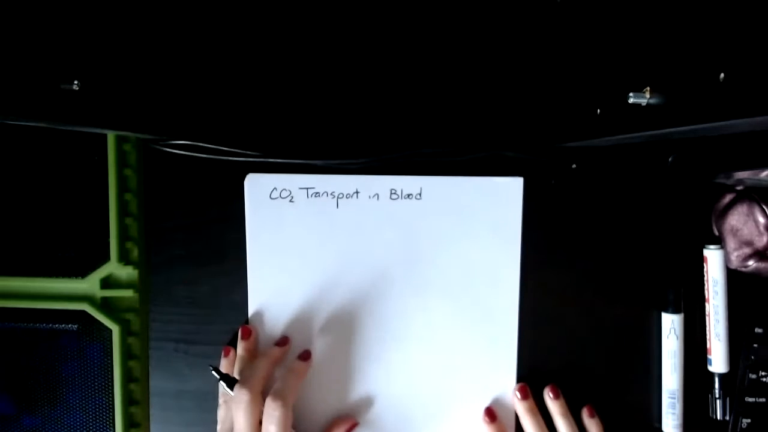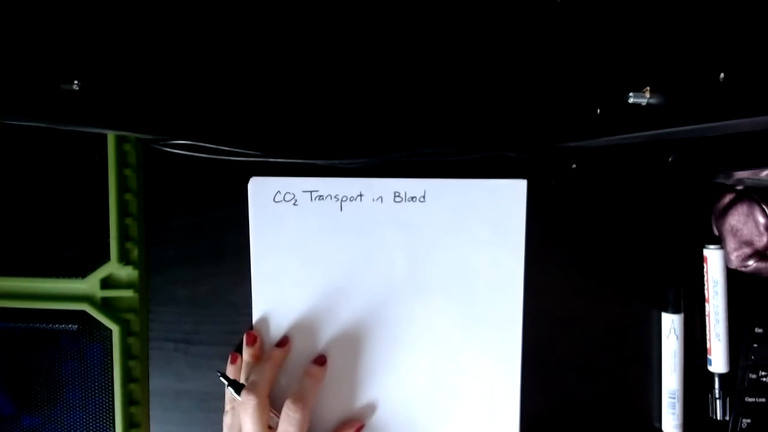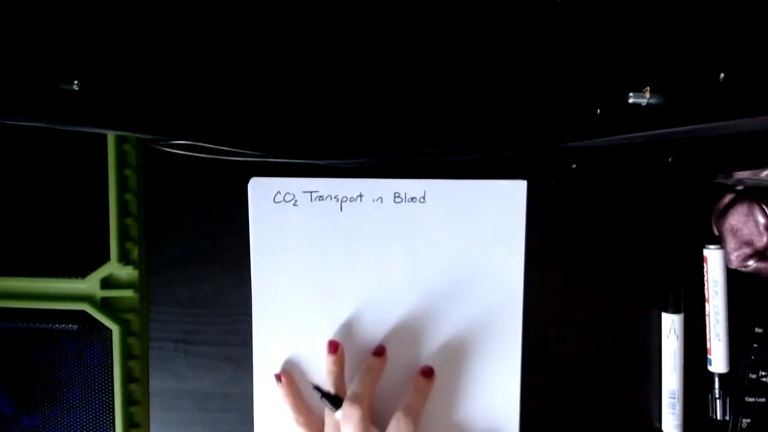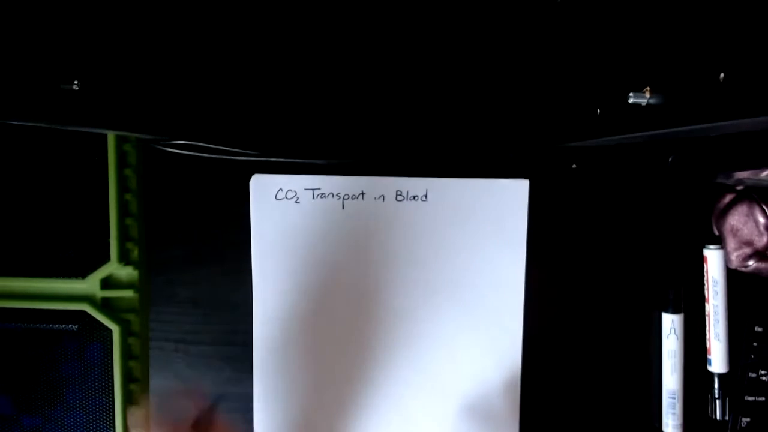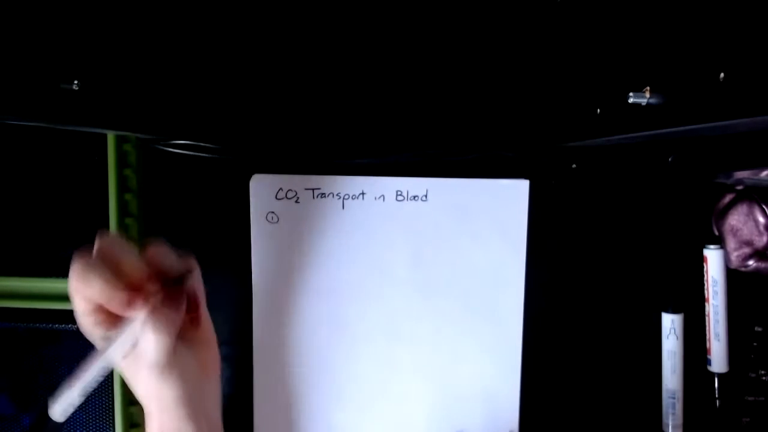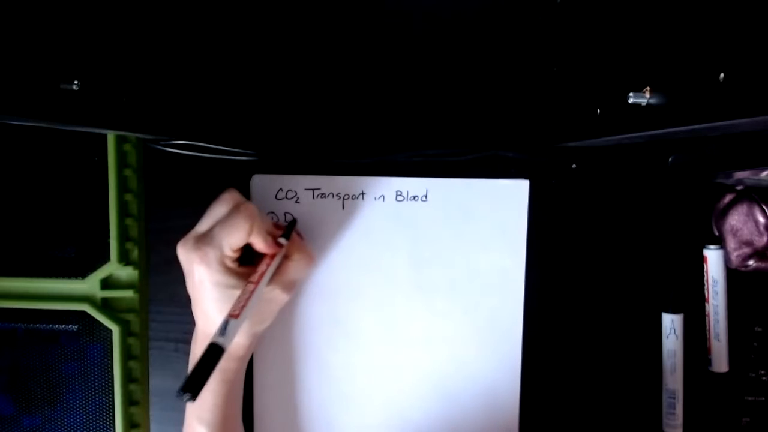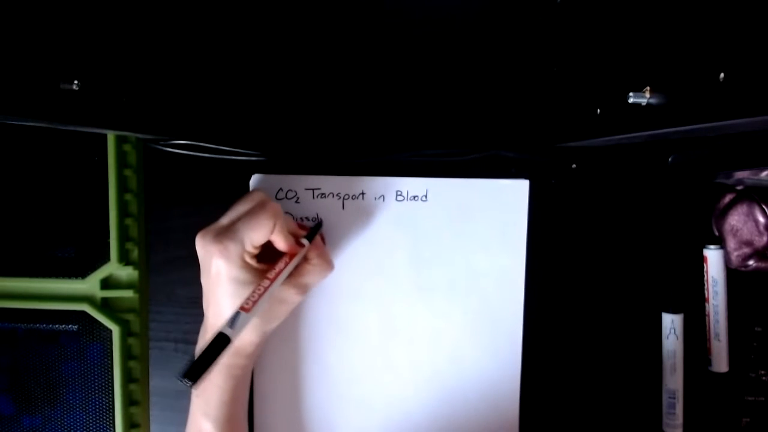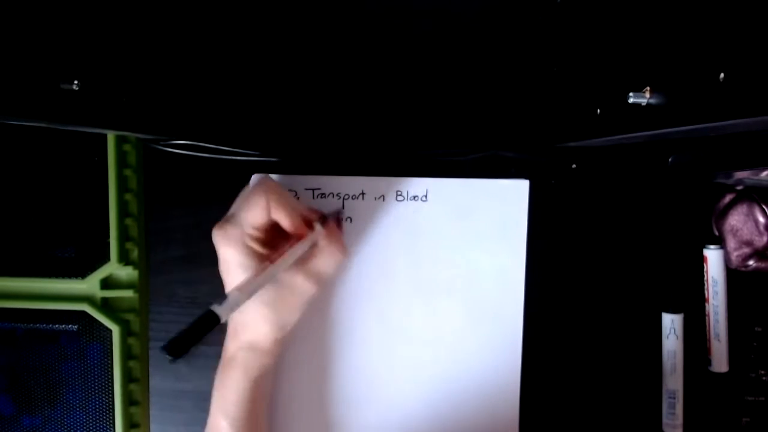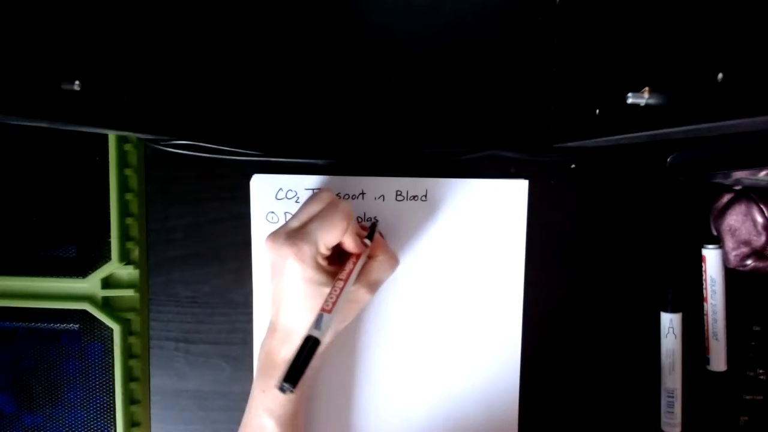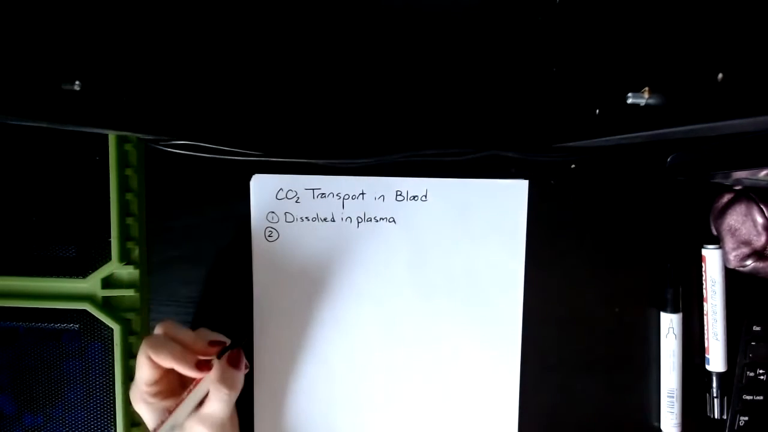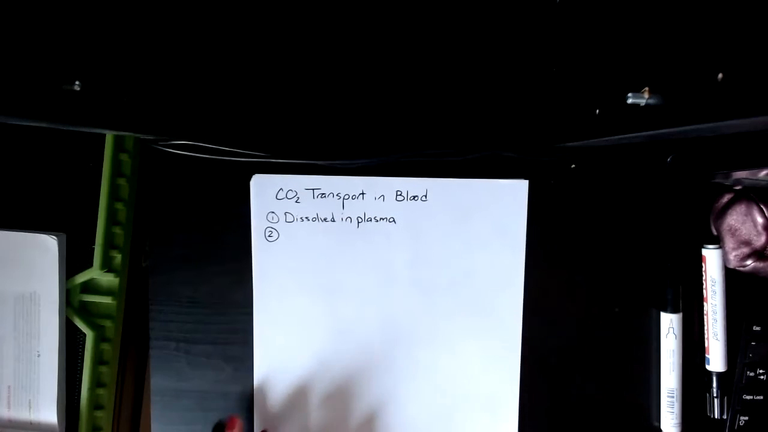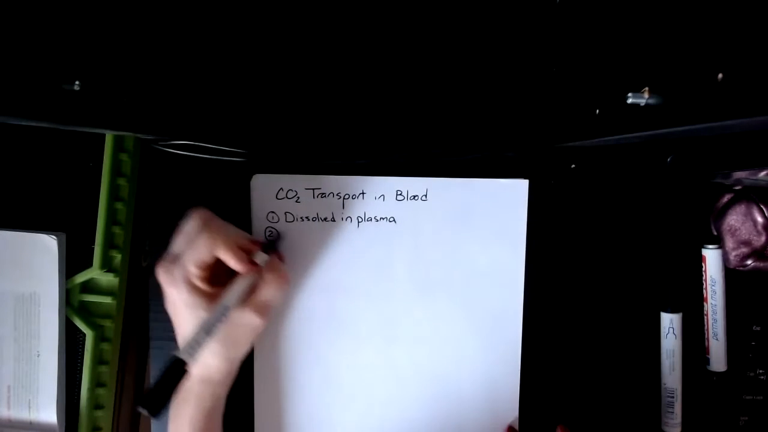When we're talking about carbon dioxide transport in the blood, there are 3 ways that carbon dioxide can be transported in the blood. The first way is that it can be dissolved in the plasma, in the liquid part itself of the blood. The second way is bound to hemoglobin.